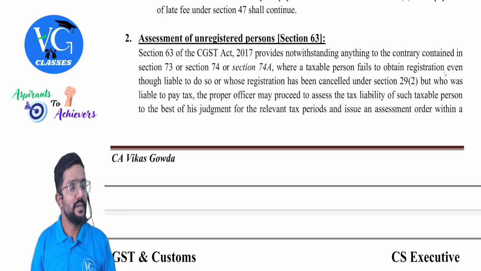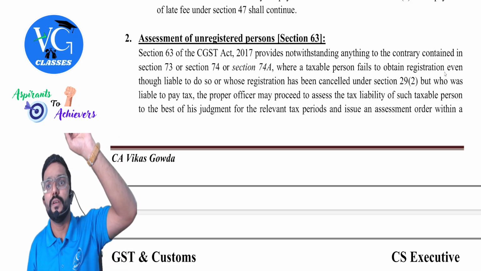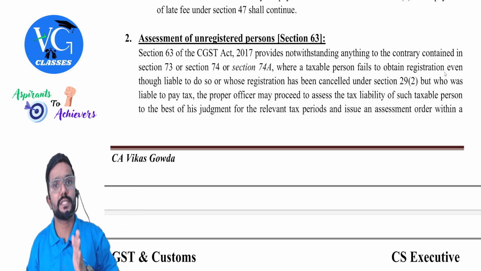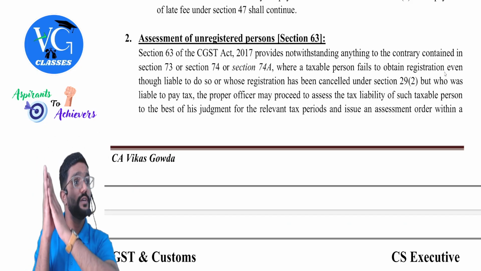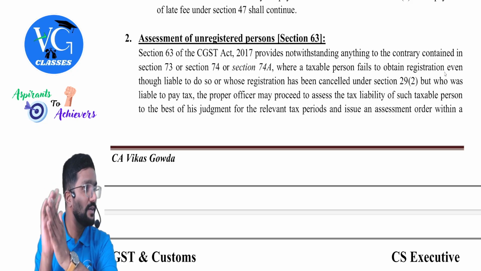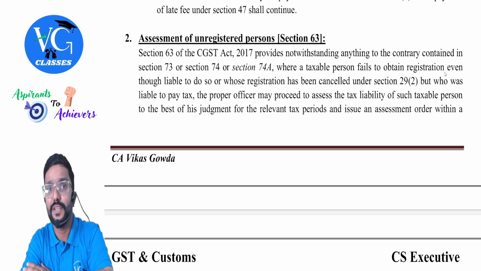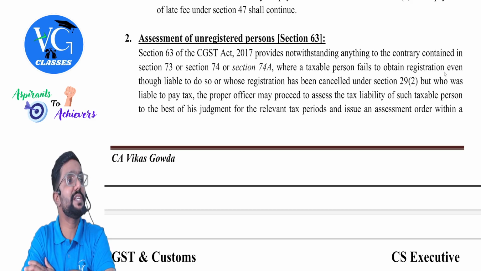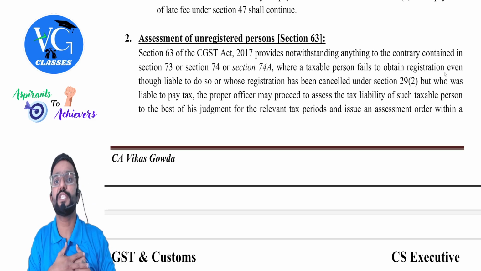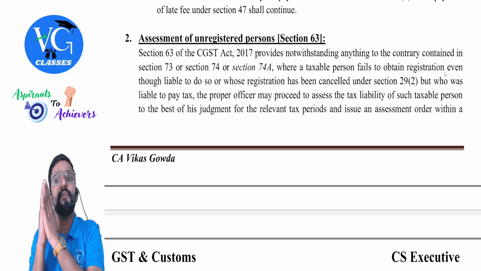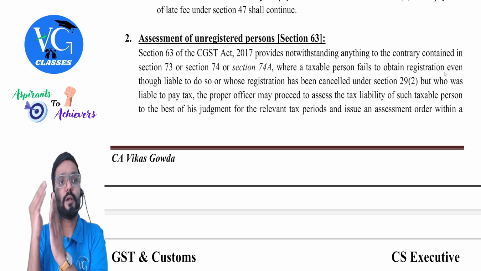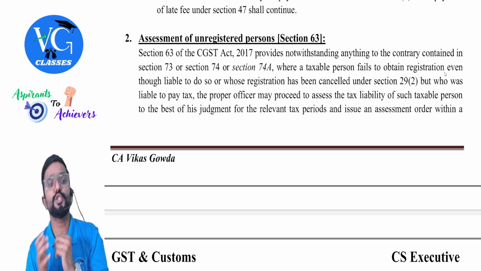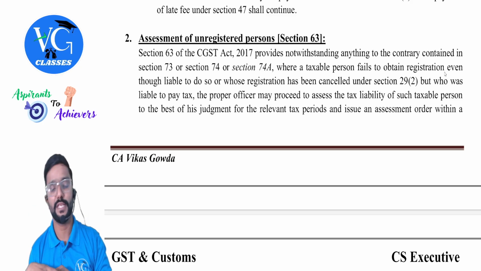Unregistered person. We learnt in section 29, when a cancellation order is passed, whatever is liable to be paid before the cancellation, should I pay it? Yes. But what if I have not paid it? Can they pass the order under section 63? Yes. Once my registration is cancelled, till the effective date of cancellation, I was liable to pay GST, but I have not paid. Can the proper officer go ahead to pass the order under section 63? Yes, he can.